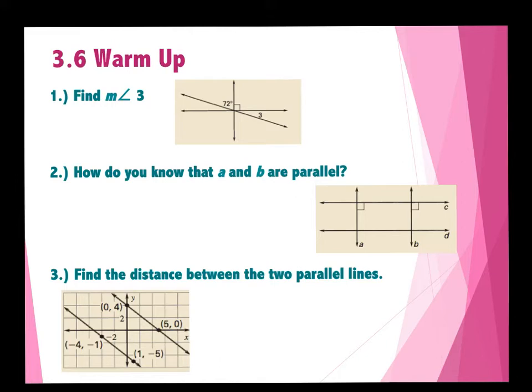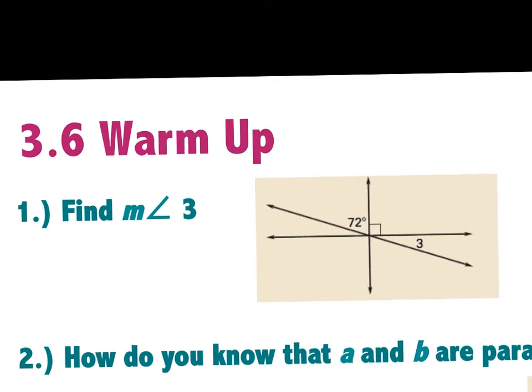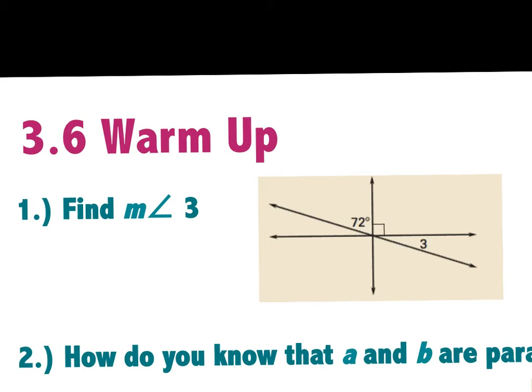So in number 1, it says find the measure of angle 3. I'll zoom in on that picture. Okay, how do we find it? This involves a couple of things. Yep. Two adjacent angles that form a linear pair are complementary. So you're saying these two? Yeah. These are the two you're talking about?